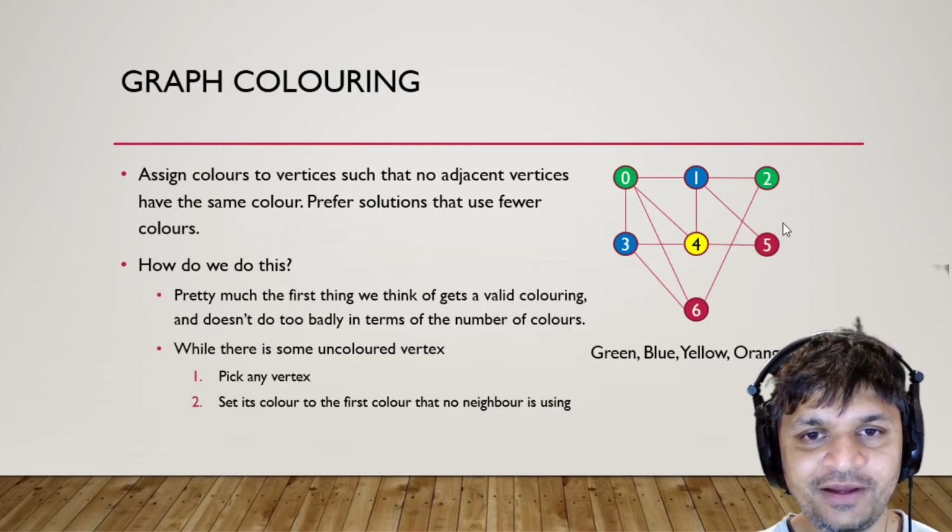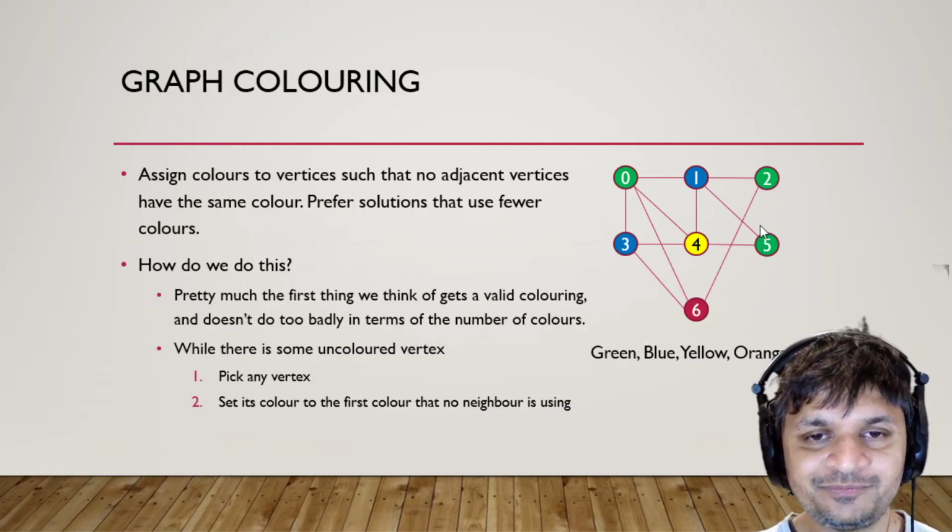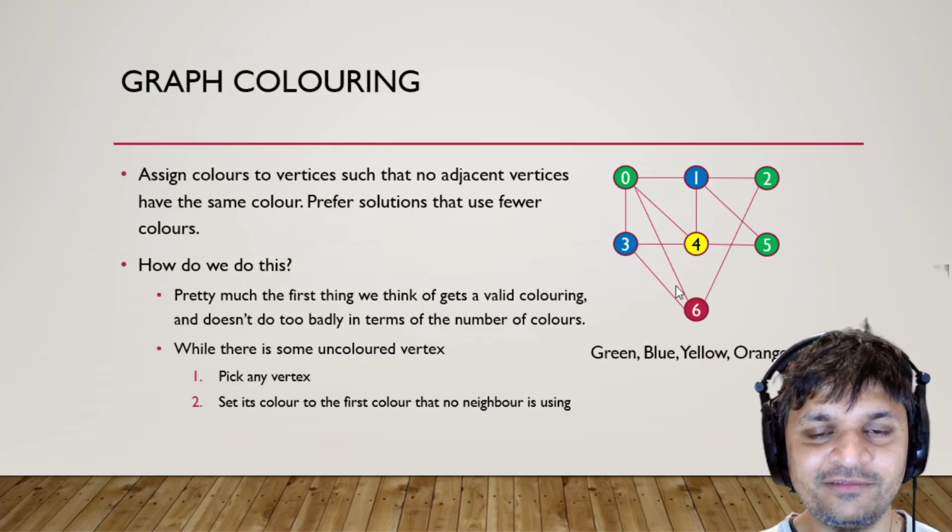When I get to vertex 5, is there a neighbor using the color green? No, so I can color it green. When I get to vertex 6, is there a neighbor using the color green? Yes. Is there a neighbor using the color blue? Yes. So I'll have to color vertex 6 yellow.